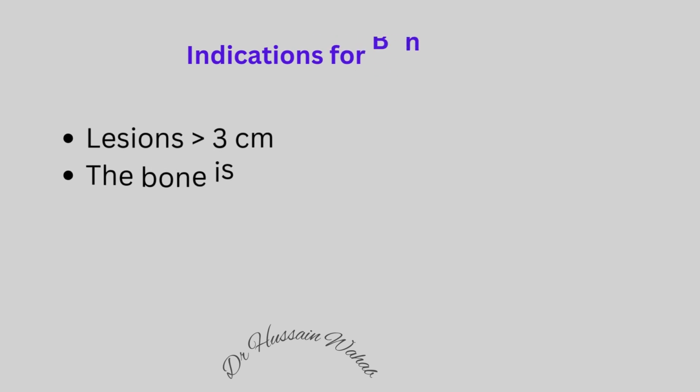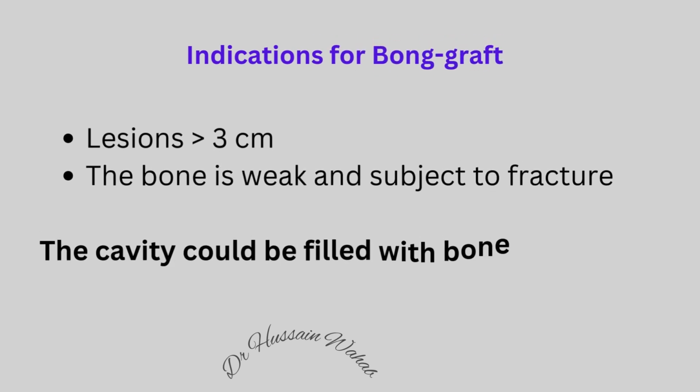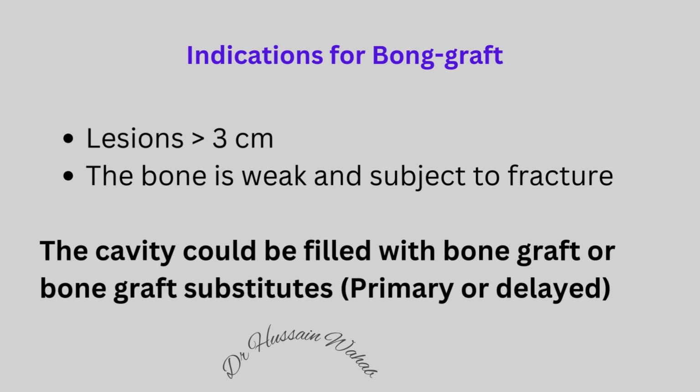Indications for bone grafting. If surgery is undertaken for subacute osteomyelitis lesions that measure more than 3 cm, or in cases in which bone is weak and subject to fracture, the cavity could be filled with bone graft or bone graft substitutes, primary or delayed. A drain is generally indicated to avoid hematoma or seroma accumulation, which can lead to recurrent abscess, unless the surgeon is completely confident with regard to hemostasis.